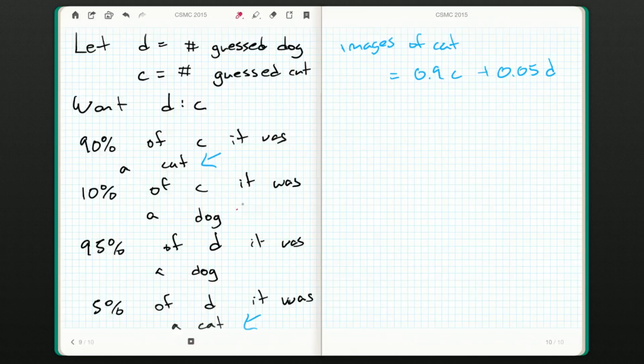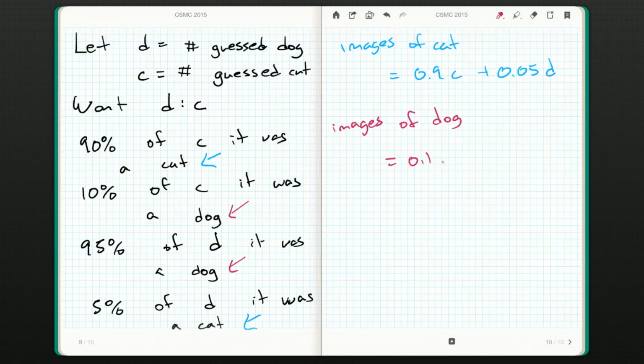So now we're looking at the images that were dogs. Not that she guessed dog, but that it actually was a dog. So that's 10% of the time when she guessed cat, it actually was a dog. So that's 0.1c. And 95% of the time when she guessed dog, it was a dog. Okay? So these make sense, and we can equate them.